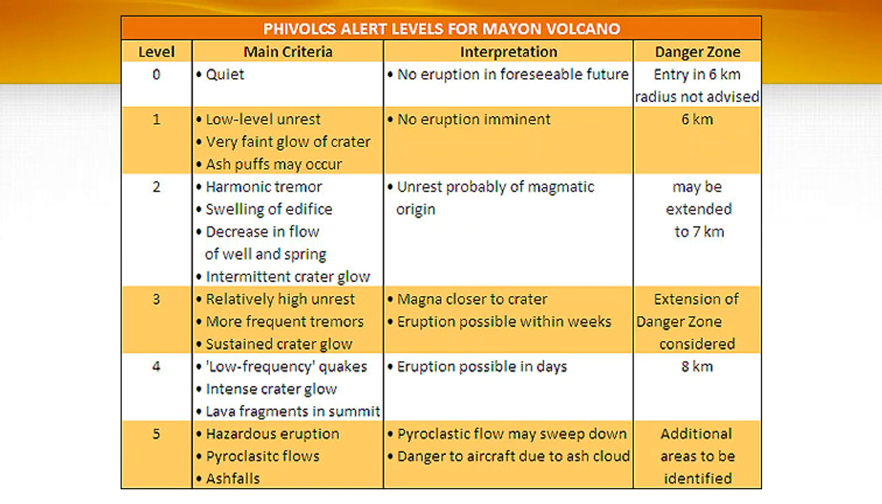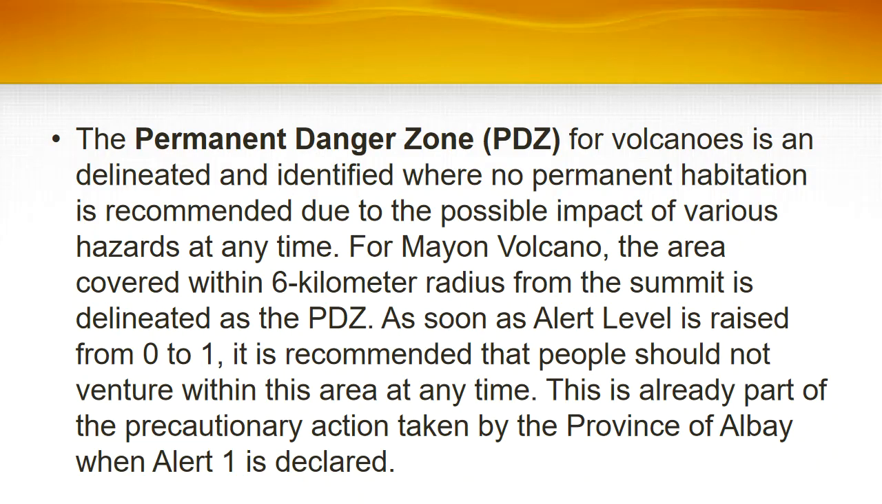For each alert level, there should be a corresponding action coming from authorities. So for example, take a look at the Mayon volcano alert levels. If alert level 1 is declared, it is advised that people should not venture into the 6-kilometer radius permanent danger zone. Okay, so when we say permanent danger zone or PDZ for volcanoes, it is delineated and identified where no permanent habitat is recommended due to the possible impacts of various hazards at any time.